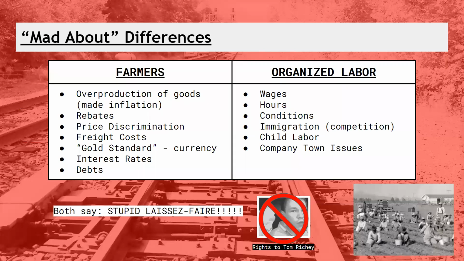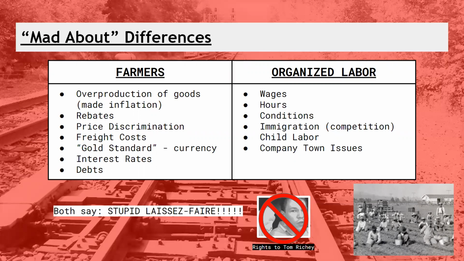Main differences. Like I said, farmers and laborers were the main people that were mad, but they had different things that they were mad about. The farmers were more out west, and the laborers were more in the northeast. So we have the differences.